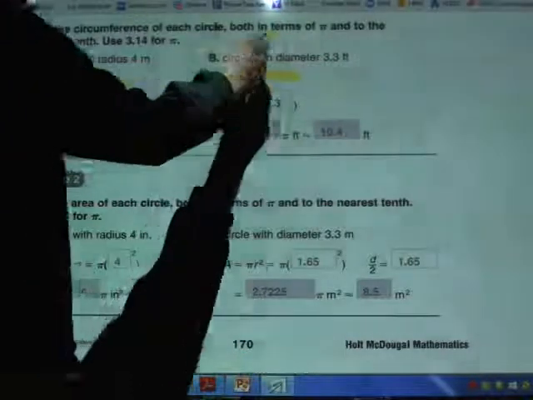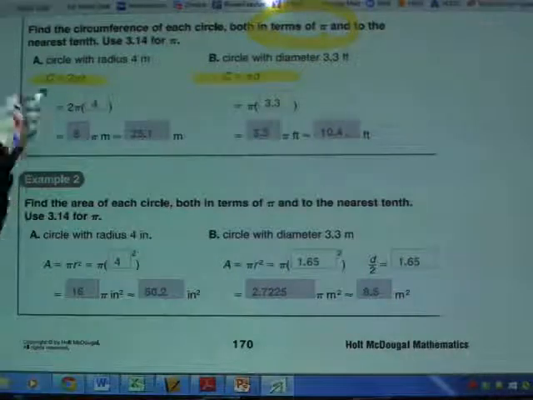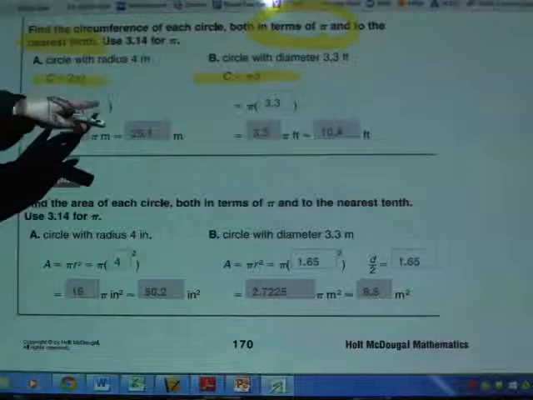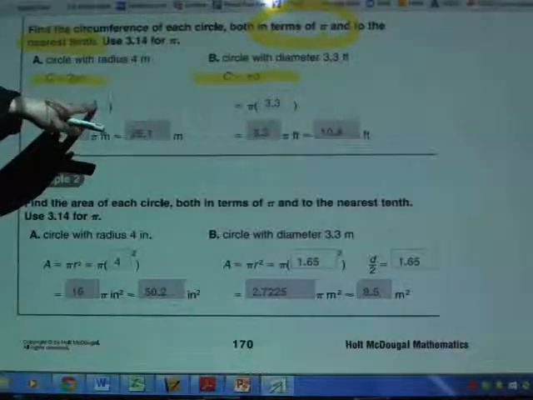They're asking me for an answer in terms of pi, and they're asking me for an answer that's rounded to the nearest tenth there. All right? When they're asking me for the answer in terms of pi, that's actually one less step of work to do. All I'm going to do is take this line of work here, and I'm going to combine the 2 and the 4.